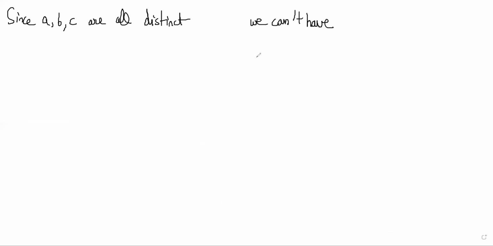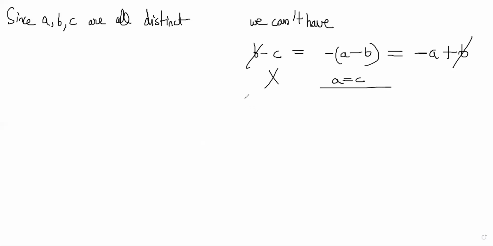Since a, b, c are all distinct, therefore we cannot have b minus c is equal to minus of a minus b, because that will mean what? It will become minus a plus b, and b will cancel, and you'll get a is equal to c. So that is an impossibility. Therefore, b minus c must be equal to a minus b only, right?